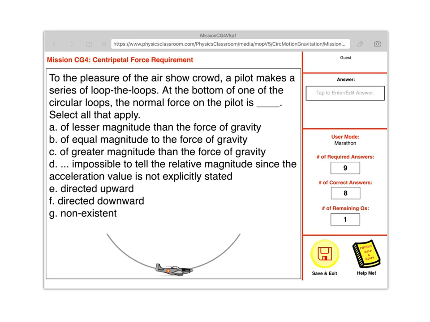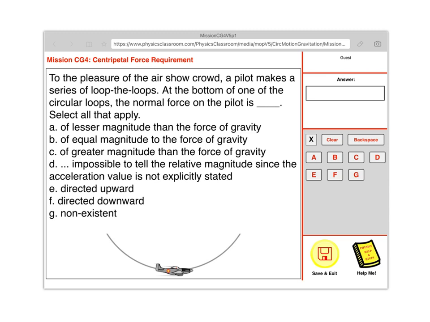So here's the one we got wrong last time because I only guessed one answer. And in this case, we know C of greater magnitude, because there has to be a net force up, and it's going to be directed upward, E.